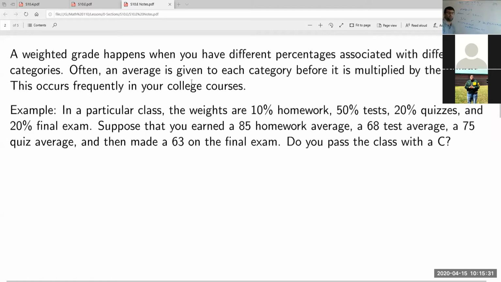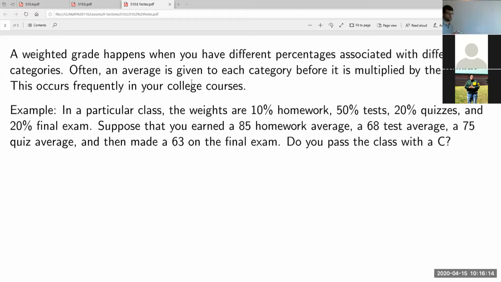A weighted grade happens when you have different percentages associated with different categories. Another place this comes up when grading stuff is like when I say your homework is X percent and your tests are this much percent. I'm using a weighted average structure. Often, an average is given to each category before it is multiplied by the weight. This occurs frequently in your college courses. Example, in a particular class, the weights are 10% homework, 50% tests, 20% quizzes, and 20% final exam.